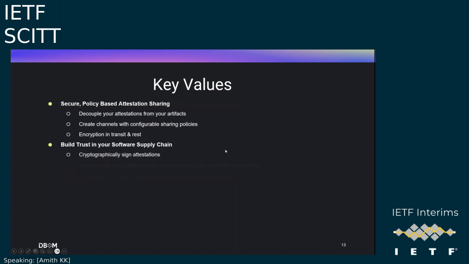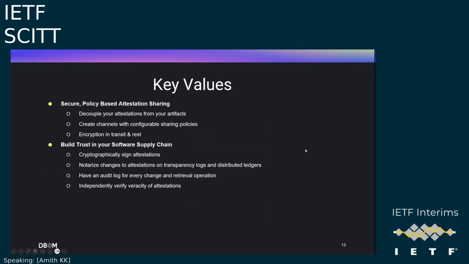And in terms of trust, you can cryptographically sign your attestations. You can notarize changes to attestations in transparency logs and distributed ledgers so that you can verify those out of band, as well as the DBOM node also doing the verification, but you can verify them yourselves. You can have an audit log for every change and retrieval operation, since everything goes through the DBOM infrastructure. And you can independently verify the truthfulness of these attestations, whether they were created at a specific time by a specific identity.